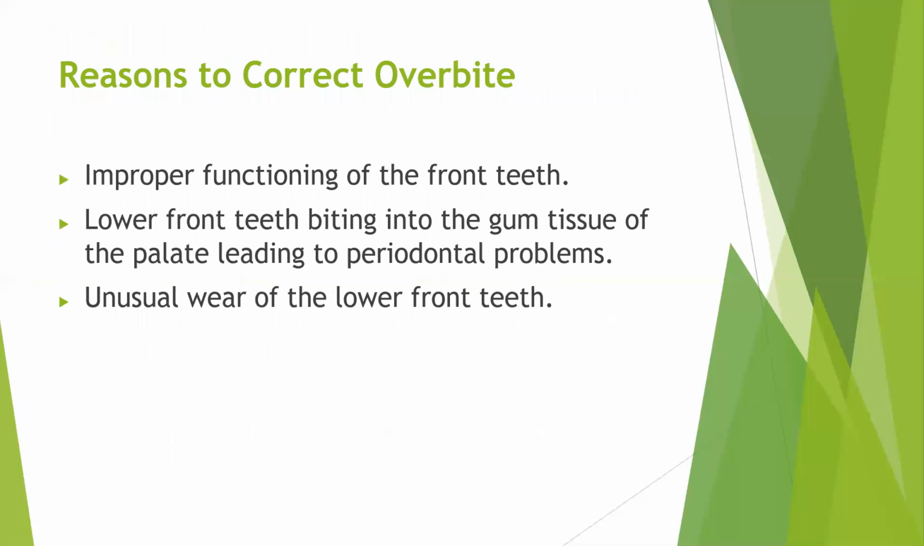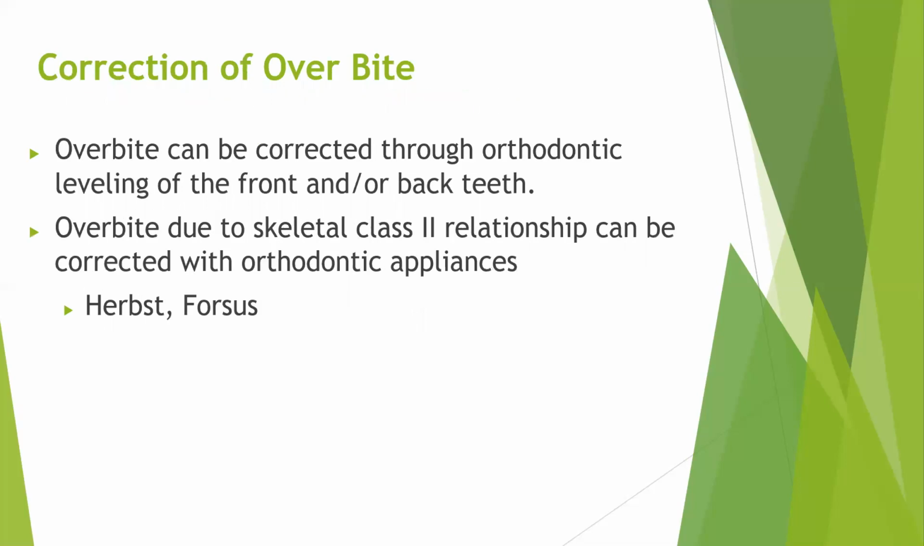Reasons to correct overbite: to correct the improper functioning of the front teeth and prevent the lower front teeth from biting into the gum tissue of the palate, leading to periodontal problems and a sore palate. You also will correct the unusual wear of the lower front teeth, which is seen many times when there is excessive overbite. Correction of the overbite can be through orthodontic leveling of the front and/or back teeth. Overbite due to skeletal Class 2 relationships can be corrected with an orthodontic appliance such as an Herbst appliance or Forsus.